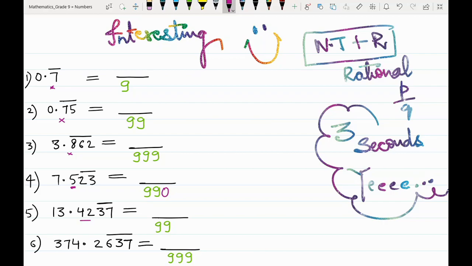Number 5, I have 4237 as my decimal part and bar is on 37. Without bar, I have 2 digits, 4 and 2. 2 digits. So how many zeros will come? 2 zeros after my nines. My denominator will be 9900. Let's see the last example now. I have only one digit, that is 2, which is without the bar. So I will place 1 zero after nines. That's it. My denominators are ready.